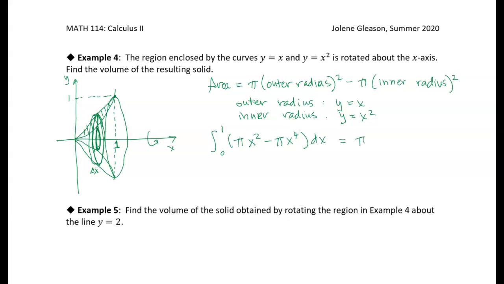I'm going to pull the pi out front, and then when we integrate x squared, we get 1/3 x cubed, and when we integrate x to the 4th, we get 1/5 x to the 5th. Evaluate that from 0 to 1, and then it's just a matter of plugging in the numbers. So we have pi times 1/3 minus 1/5. Okay, so that's 5/15 minus 3/15, which is 2/15. So we have 2 pi over 15. And there you go. There's our volume of that funnel-shaped cone.